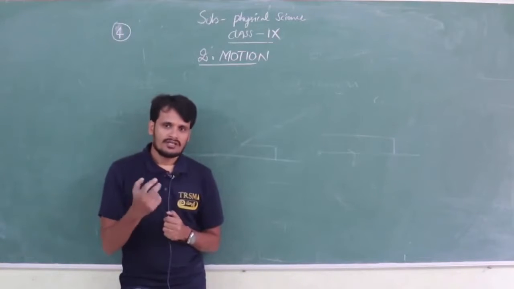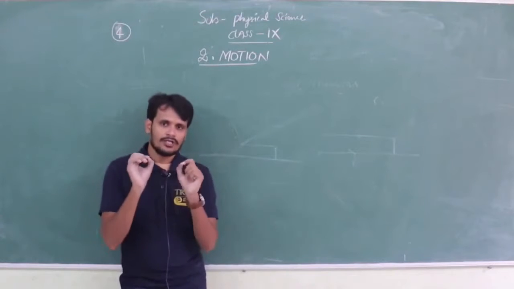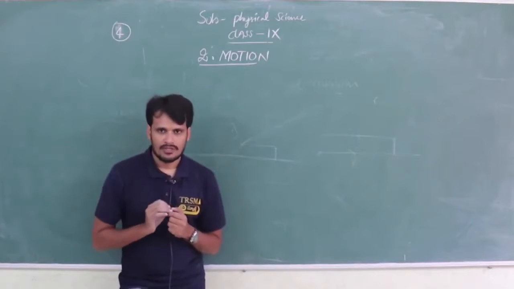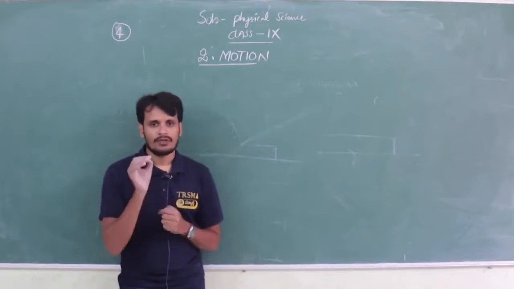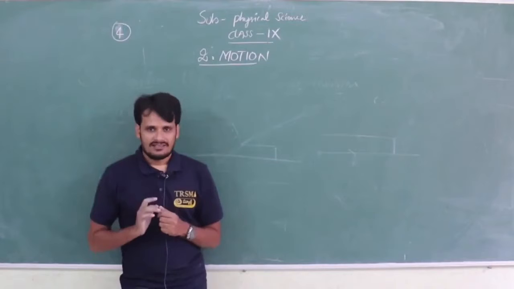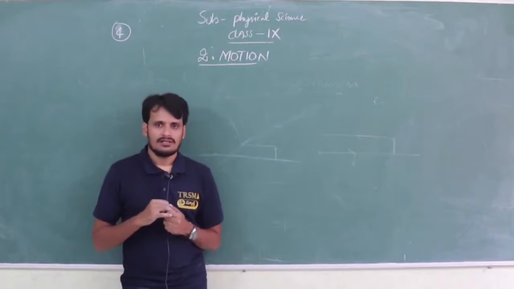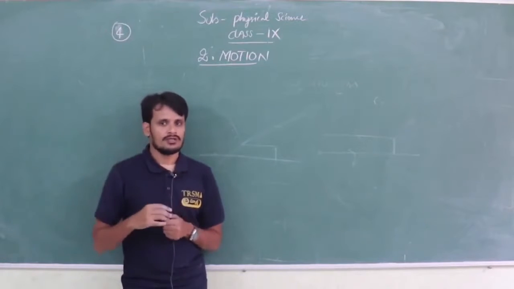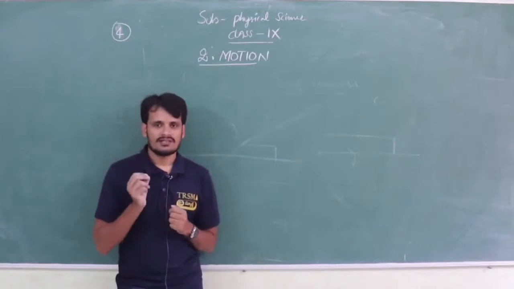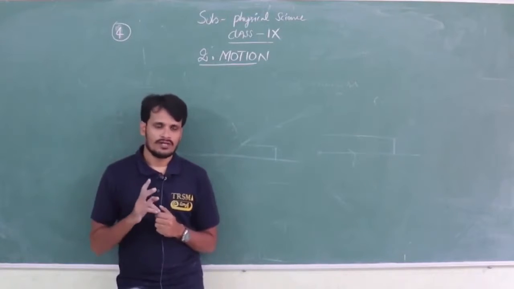But how do we measure average velocity here? Does average velocity refer to displacement? Let me give you one example. I am telling you the formula first, and after that I will give you one example. Average velocity is the sum of velocities divided by the number of velocities. There are two types of velocities, initial velocity and final velocity. Initial velocity is the starting velocity, and final velocity is the ending velocity.